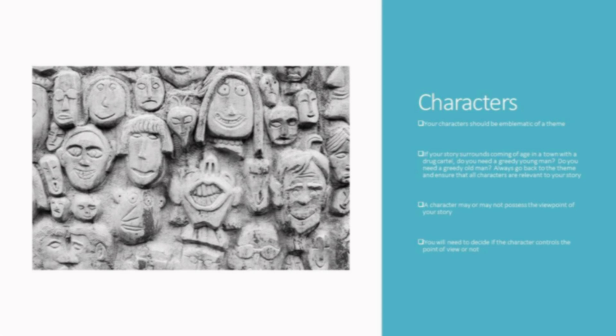If it's a theme about identity, and if it's a movie about immigration and it deals with identity and knowing yourself or not knowing yourself, do you need someone who thinks she is Irish American in the movie, but then finds out that she is the product of illegal immigrants from El Salvador? Is that useful? Is that not useful? How does that further along the plot? And along this theme of understanding your own identity, does it work? And so you want to think about whether or not a character possesses the viewpoint of your story. You'll need to decide if the character controls the point of view or not as well. Some characters may, some characters might. It depends upon how you want to tell this story.